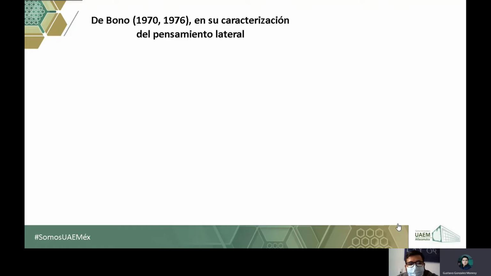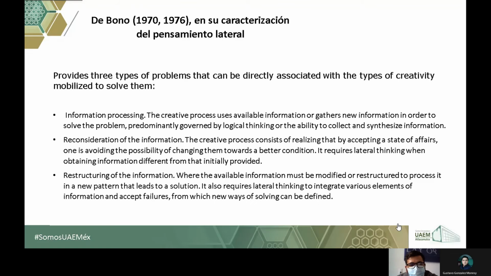De Bono, in his characterizations of lateral thinking, provides the types of problems that can be directly associated with the types of creativity mobilized to solve them. One, information processing. The characteristic process uses available information and gathers new information, a process predominantly governed by logic and the ability to collect and synthesize information.